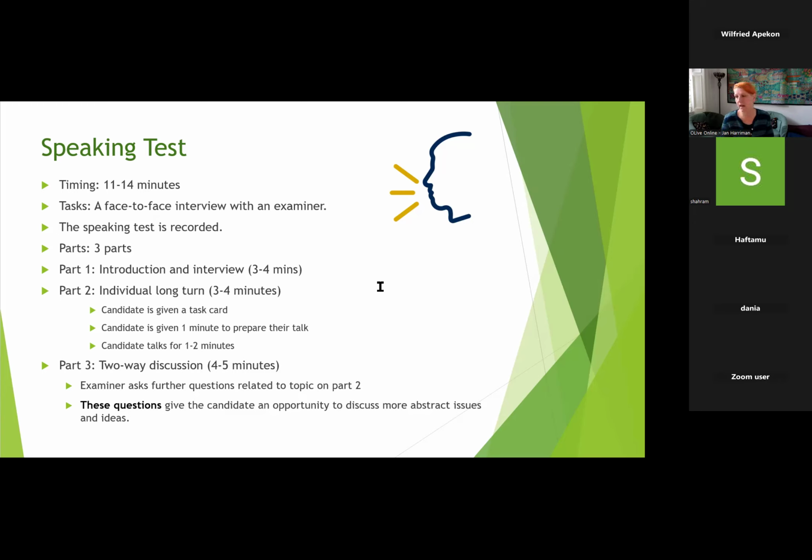And then the second part, you'll be handed a task card and it will be a topic, something like, what was a film that you saw as a child? With some suggestions of what to talk about. Or describe someone whom you admire.